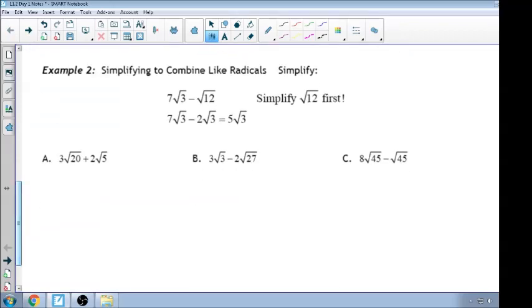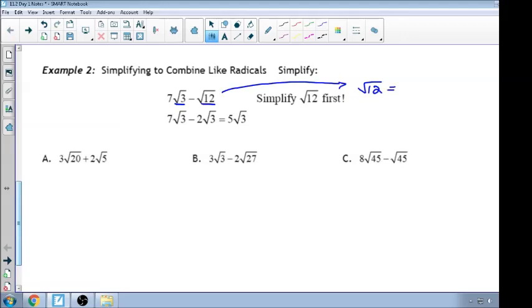So the first example, I have 7 root 3 minus root 12. Well, that tells me that I cannot combine them. I can't just take 7 minus 1 at this point. What I have to do is turn that root 12 into a root 3. Well, how do I do that? Well, I'm going to take the square root of 12 and break it down into a perfect square and a non-perfect square.